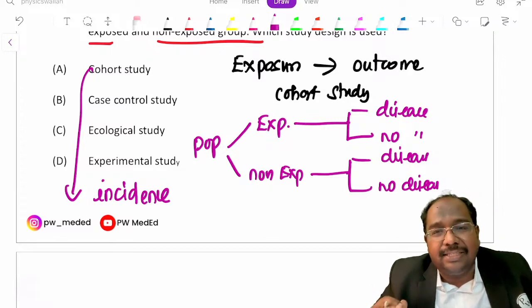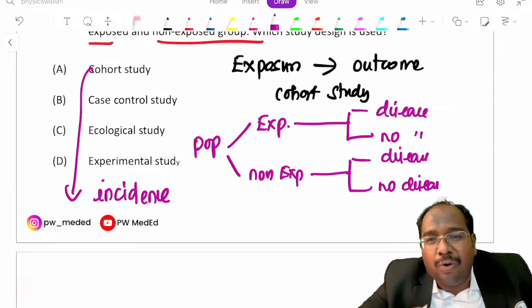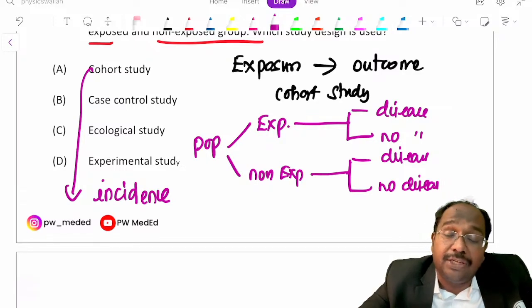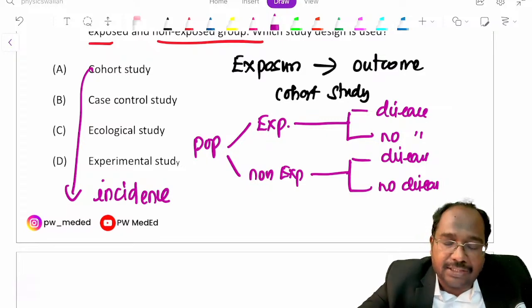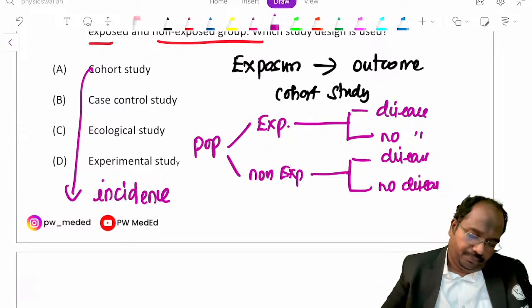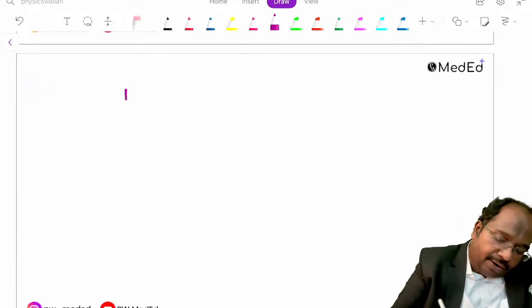You can't find incidence in a case control study, because in a case control study, it starts from outcome to exposure. So everything is over before the study itself starts. So incidence you can find only in a cohort study. So in a cohort study, what are the things you can find? You can find relative risk.